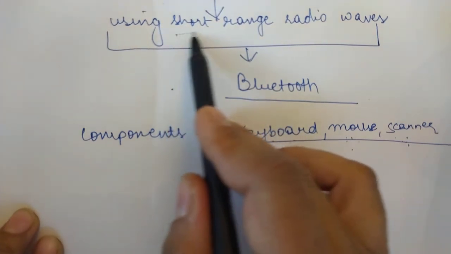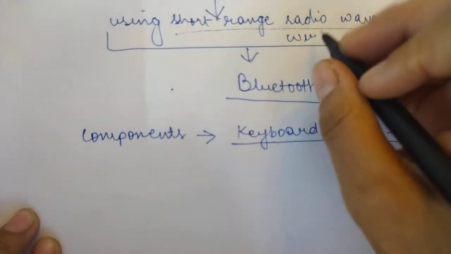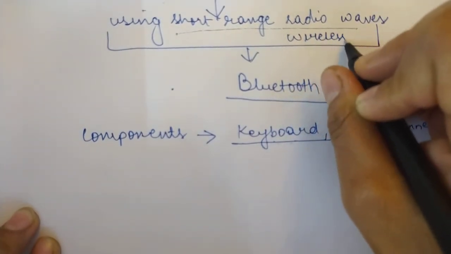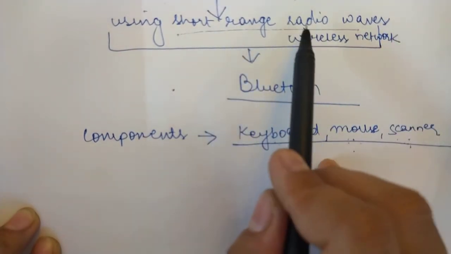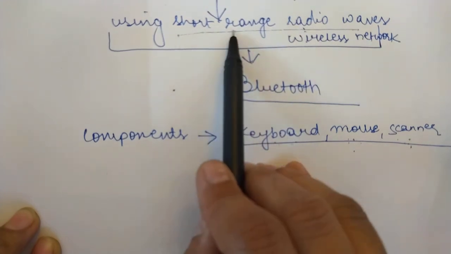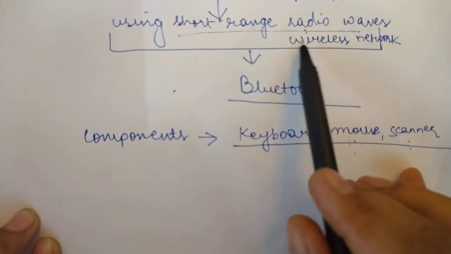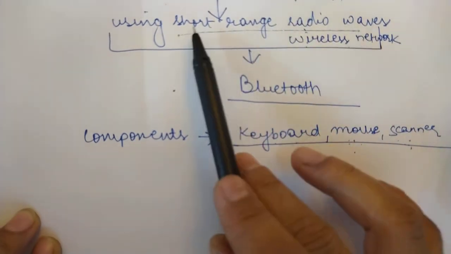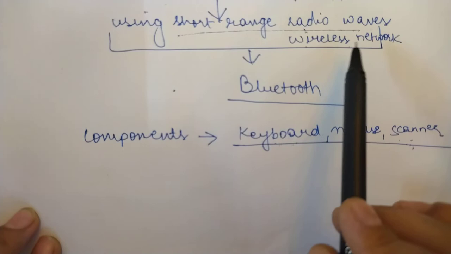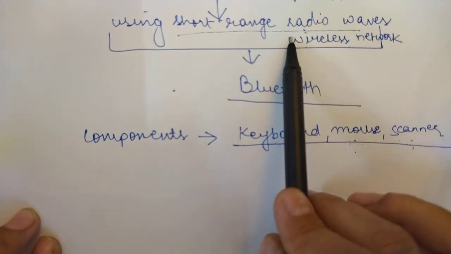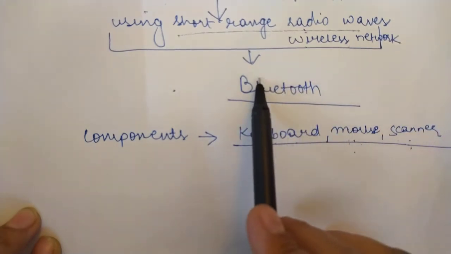So if I call them short-range radio waves, or if I call them short-range wireless networks. So these companies designed short-range radio waves, which I can also call short-range wireless networks, because what are radio waves? They are wireless, they are through the air, so they are providing you with the wireless network. So I can call them short-range radio waves also, and I can call them short-range wireless networks.